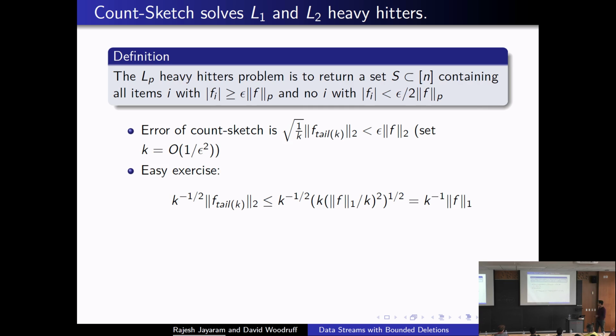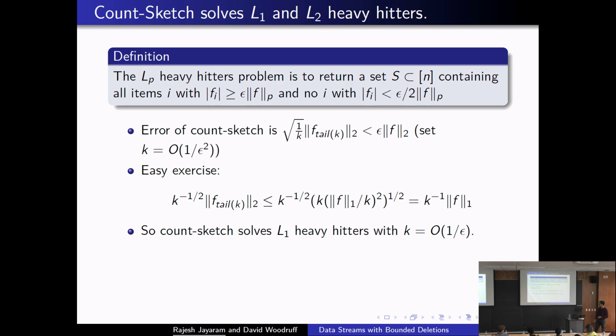And I'm not going to really say why, but it's fairly straightforward to see, just by figuring out where the L2 is maximized, that if you look at the tail, it's always going to be less than 1 over square root k times the L1. So the error of count sketch is actually 1 over k times the L1. So just setting k equals 1 over epsilon, you solve L1 heavy hitters. So these two are tight bounds for the L1 and L2 heavy hitters problems in the general turnstile case.